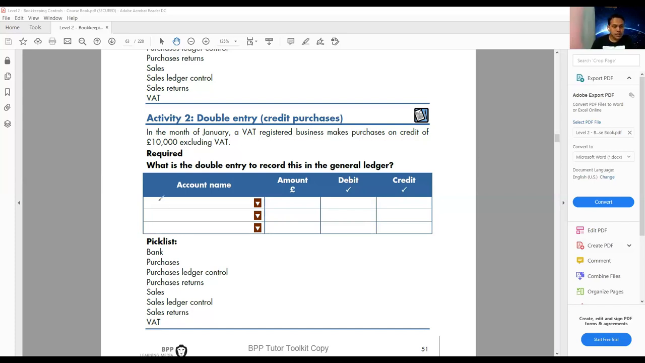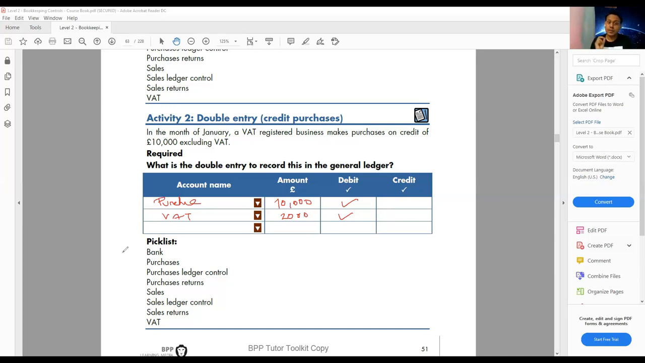So I would say purchase, that is 10,000, that is debit. This time VAT will be debit because VAT, I'm going to claim back. That's my expense as well. And because of this purchase, I have created a liability and I have to pay a total of £12,000 to my supplier.